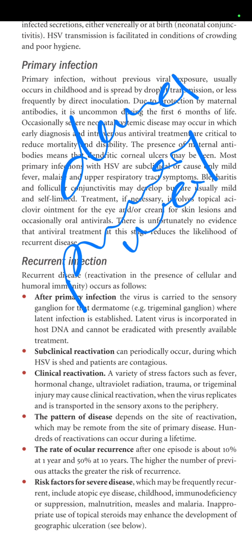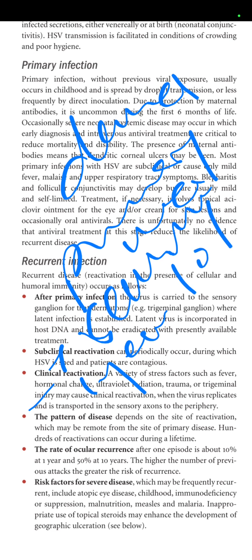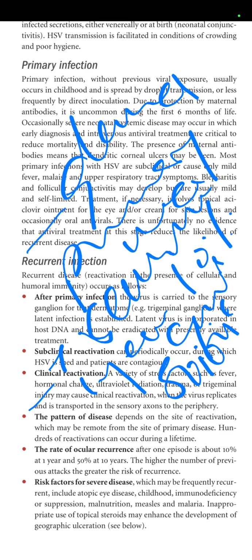The rate of ocular recurrence after one episode is about 10% at 1 year and 50% at 10 years. So, the higher the number of previous attacks, the greater the risk of recurrence. Recurrence increases with age. At 1 year, only 10% of the cases recur, but after 10 years, 50% of the cases recur, and the recurrence depends upon the number of previous recurrences. If the patient has a recurrent disease, it means he is going to be recurrent in the future as well.